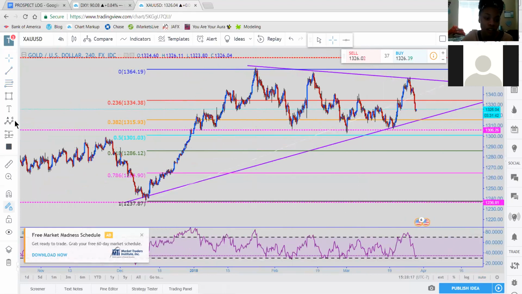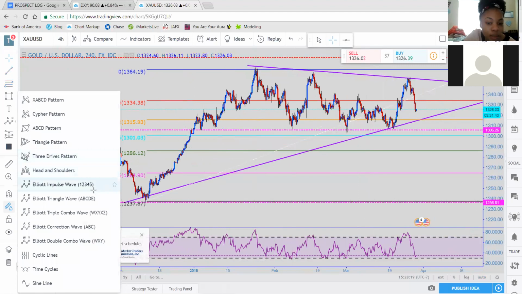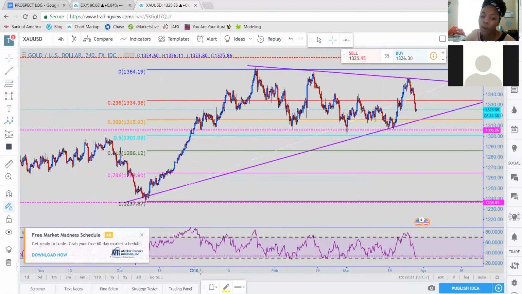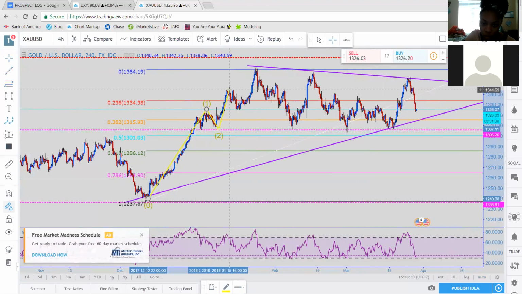Me personally, I use Elliott waves. Why? Because the market moves in waves. The most simple way I can explain how Elliott waves work is: impulse, correction, impulse. So you have this impulse, another correction, and an impulse. You see how that works? I'll do it again. Impulse.